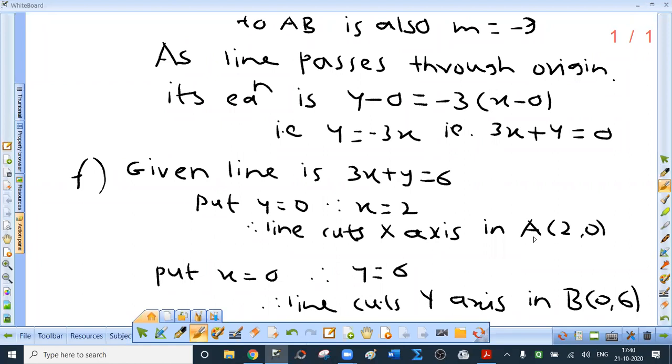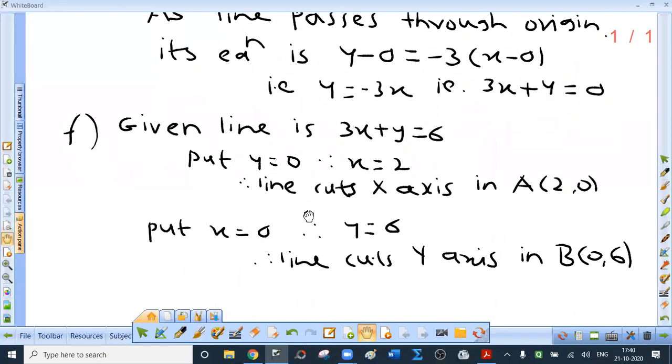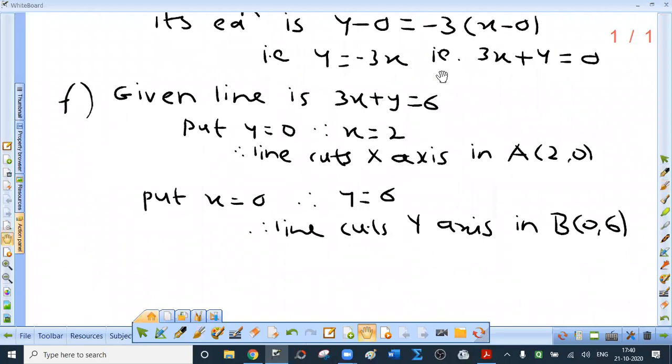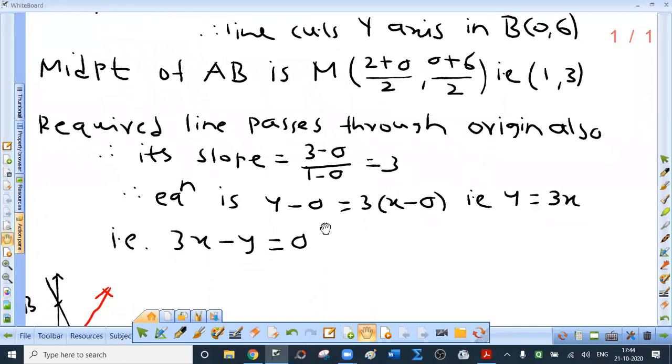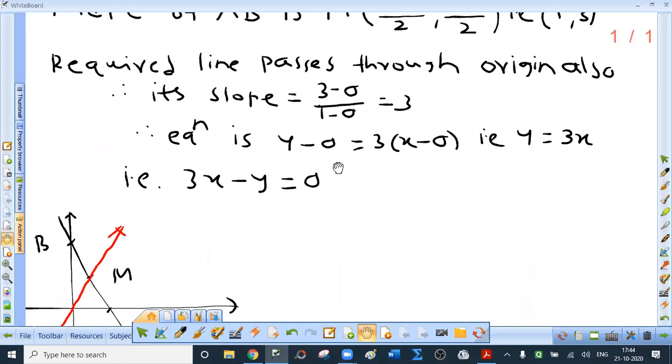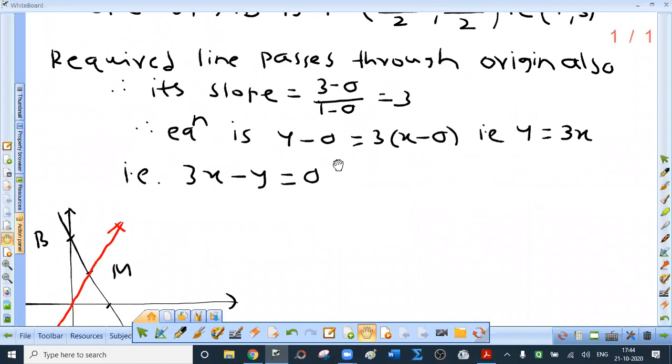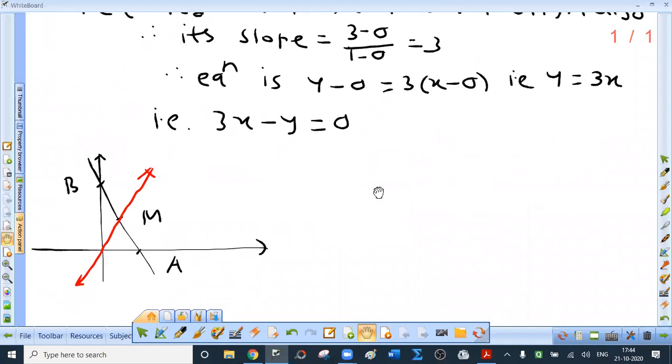It passes through the origin also. So either use the 2-point form or first obtain the slope and so on. Okay, right. So what is the midpoint of AB? It is M (1, 3). The required line passes through the origin also. So what is the slope? 3. Now the equation will be y minus 0 equal to 3 into (x minus 0). That is y equal to 3x, that is 3x minus y equal to 0.